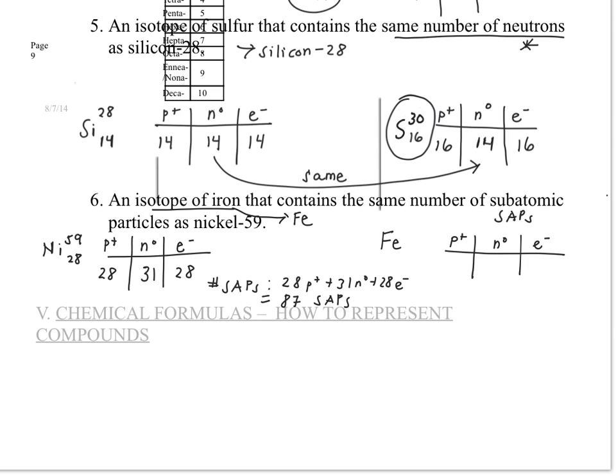Remember that the atomic number never changes, so we're going to leave it at 26 protons. And as well as the number of electrons, it never changes unless it has a charge. So it's 26 electrons. Now we need to make sure it has the same total, so we're going to take 87 minus 26 protons minus 26 electrons, which gives us a total of 35 neutrons.